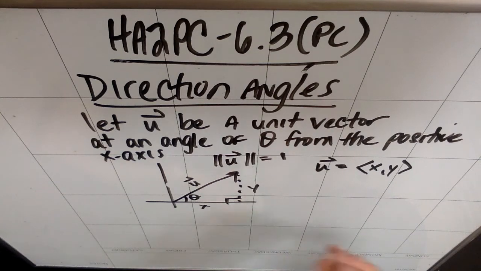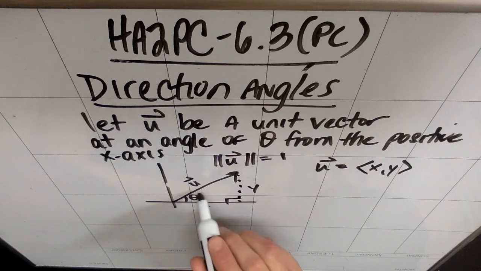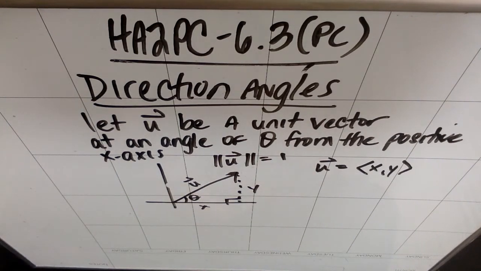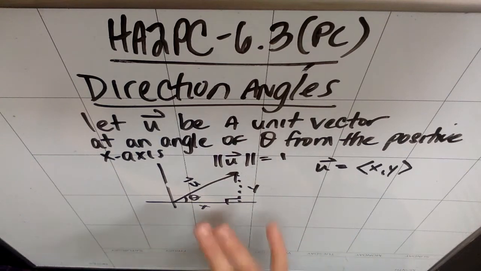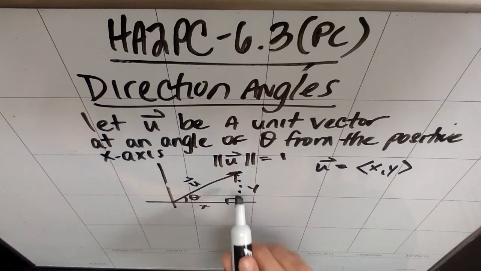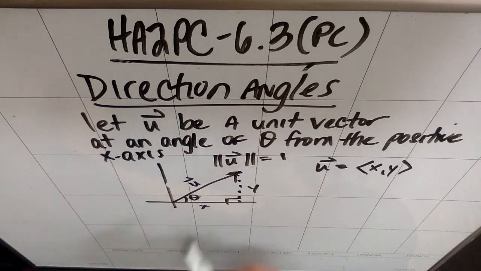Remember that when we measure angles, a positive angle means going counterclockwise, so in this situation, theta would be a positive angle. If I had gone into quadrant 4, my theta would be a negative angle. All right, so the u vector in component form is some x and then some y, right? That's what we know. So if I want to find this angle theta, there are a couple of different ways that I can do this.